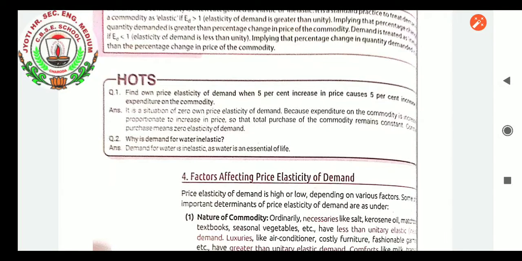Okay. Find own price elasticity of demand when a 5% increase in price causes a 5% increase in expenditure on the commodity. It is a situation of zero own price elasticity of demand because expenditure on the commodity is increased proportionate to the increase in the price. So the total purchase of the commodity remains constant. Constant purchase means zero elasticity of demand.